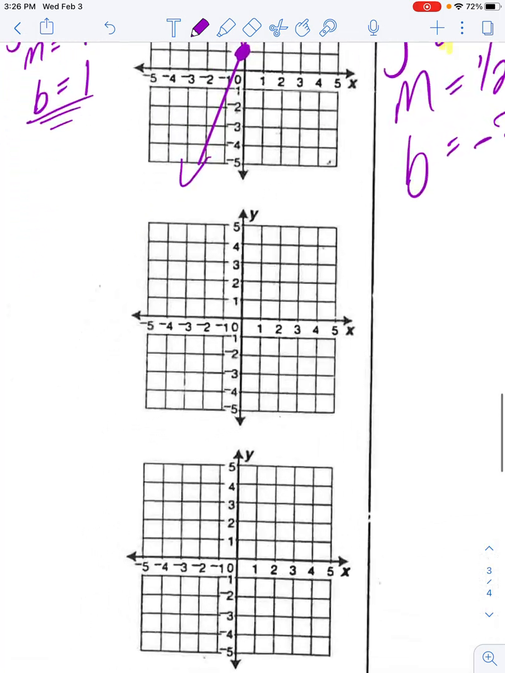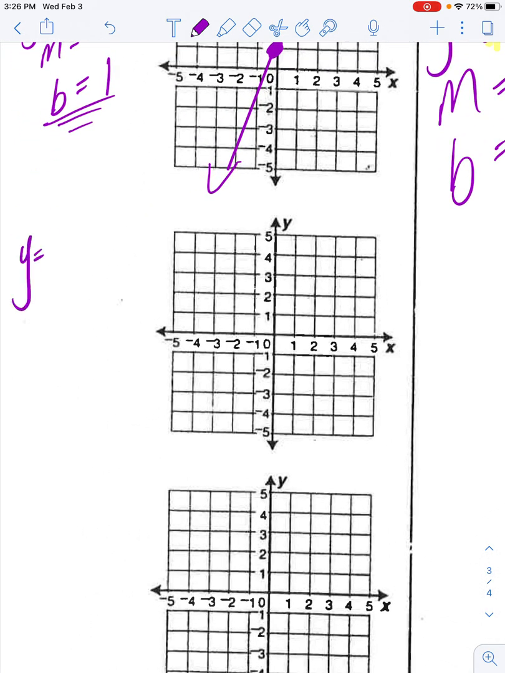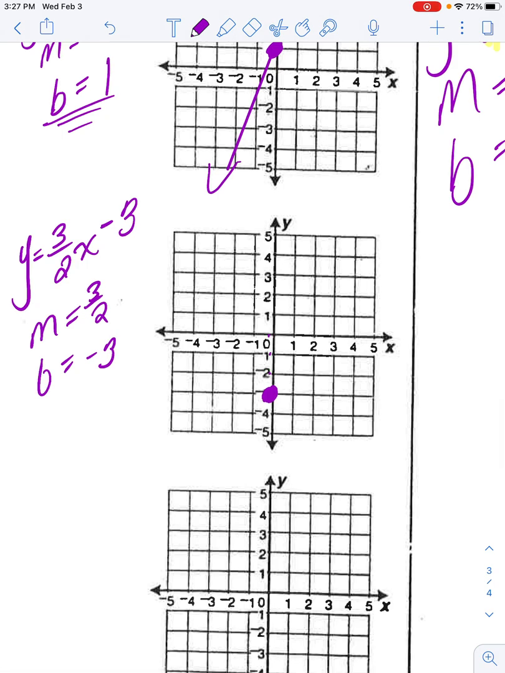Okay. Let's do another one. How about y equals 3/2 x minus 3. What is your slope? What is the y-intercept? The slope is 3/2. The y-intercept, we're starting at -3 on the y-axis. A slope of 3/2 means up 3 over 2. Up 3 over 2. Okay. Hopefully we're starting to get the hang of this.